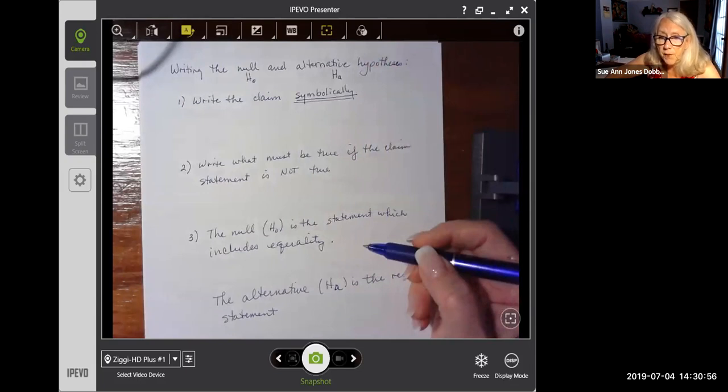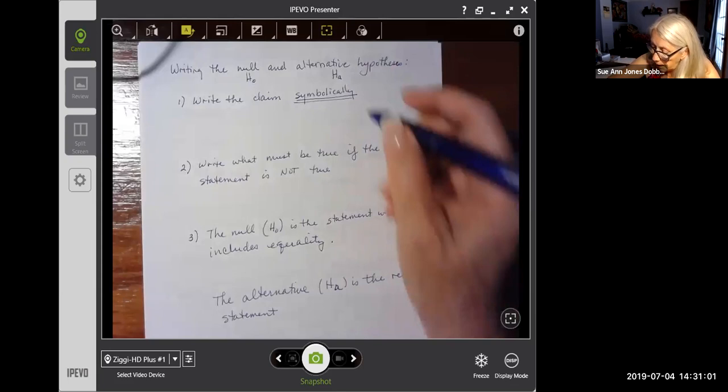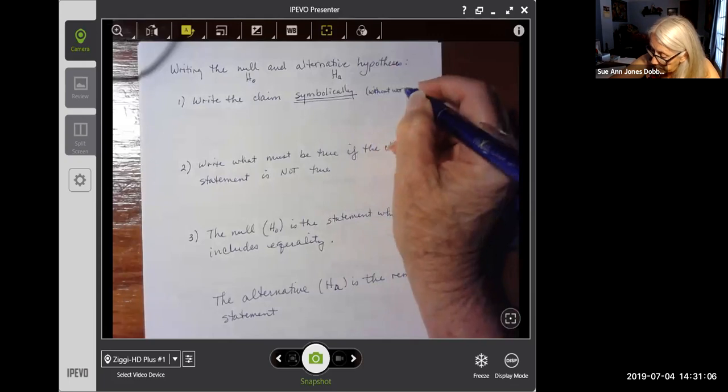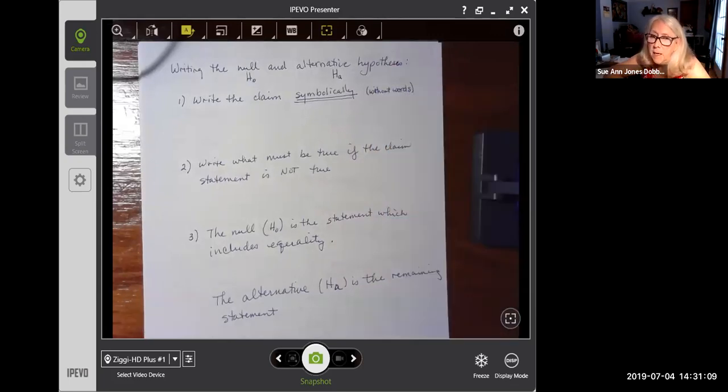And so it says first that you write the claim symbolically. And when we say symbolically, we really mean mathematically or without words. Then you have to write what would have to be true if that claim were actually not true. And again, you write it symbolically. Then the null hypothesis is whichever of these two statements contains the condition of equality, and the alternative is the other one.